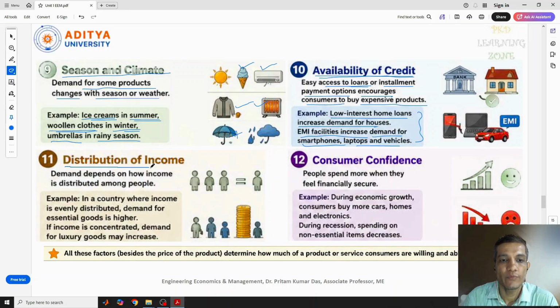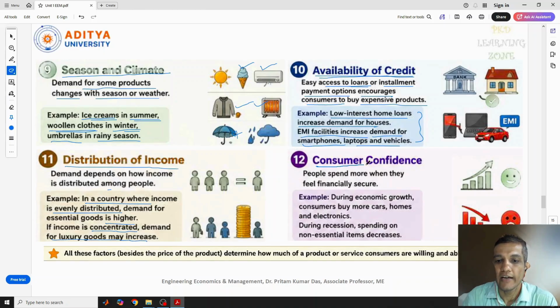The next one is distribution of income. The demand depends on how income is distributed among the people. Suppose in a country where income is evenly distributed, the demand for essential goods is higher. But if the income is concentrated, the demand for luxury goods may increase. That is called distribution of income, how we are distributing the incomes.